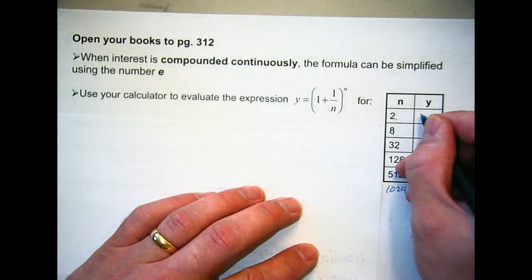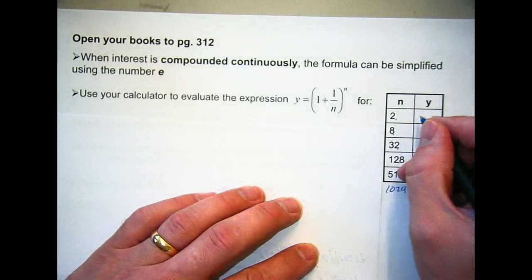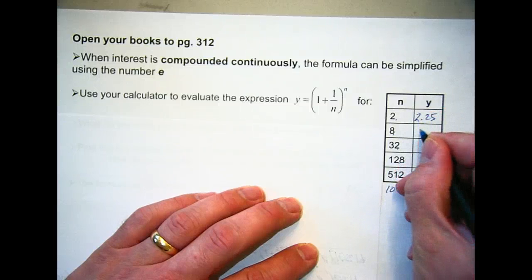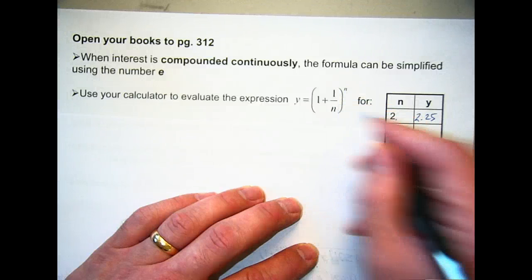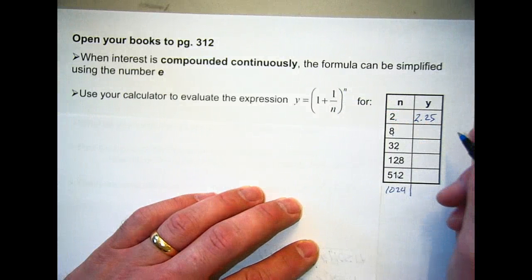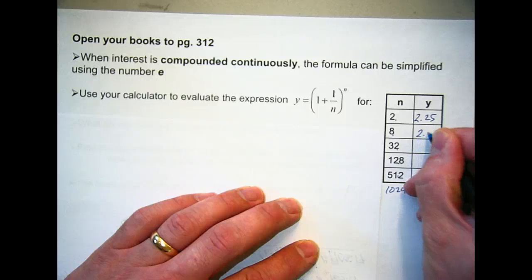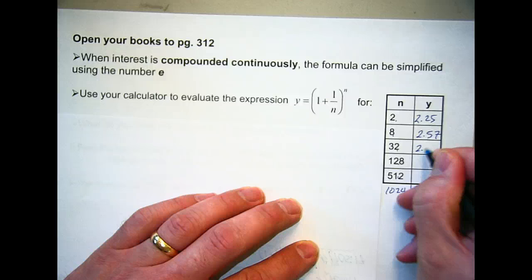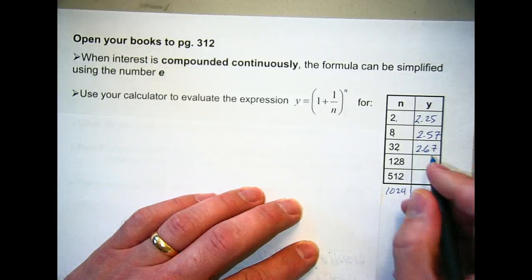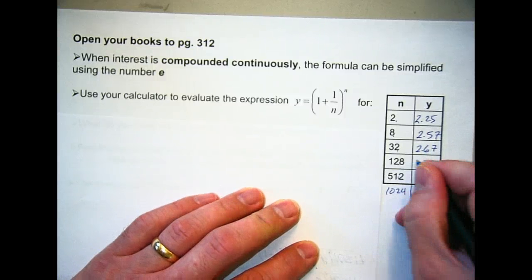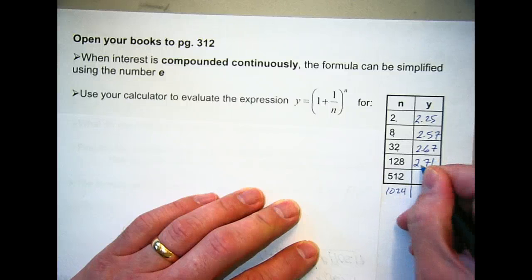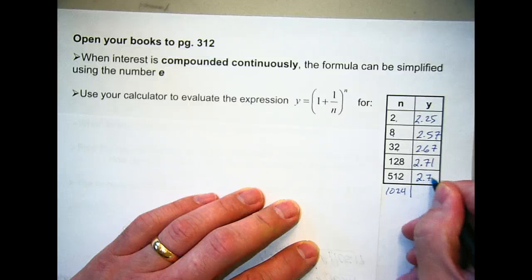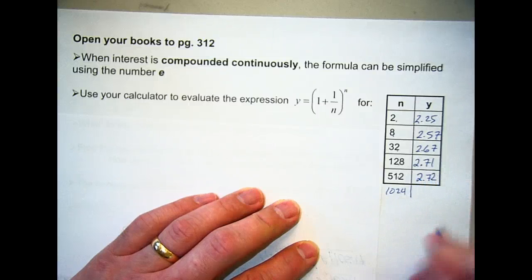Okay, 2nd power, what did we get? 2.25. 8th power, what did we get? So we're going to put 8 in for n. 2.57, well done. Okay, 32nd power. 2.67. 128th power. 2.71. 512th power. 2.72. 1024th?